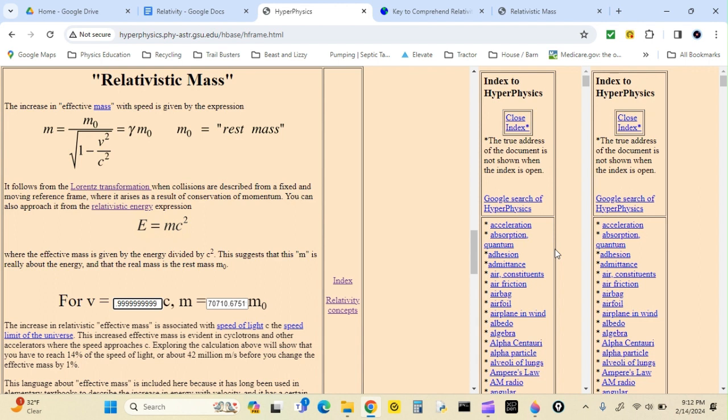Oh, now look what the mass is. It's 70,710 kilograms. That's several tons now because we're speeding up way close to the speed of light. Now do you get the idea? I hope so.